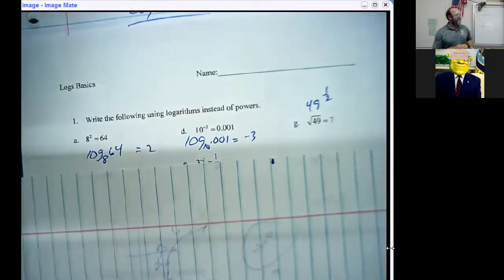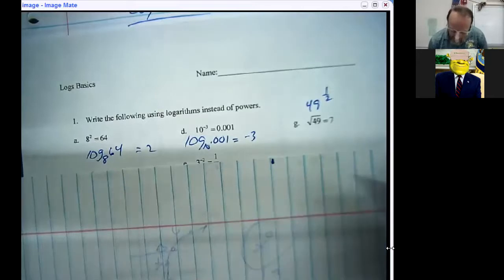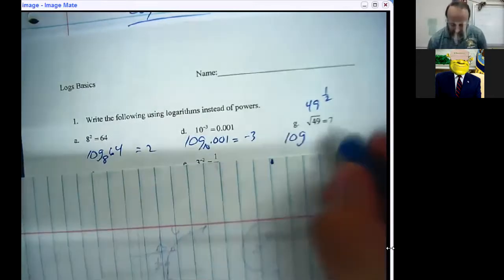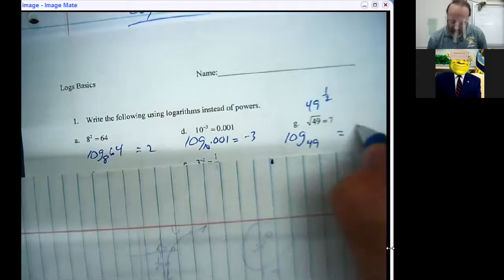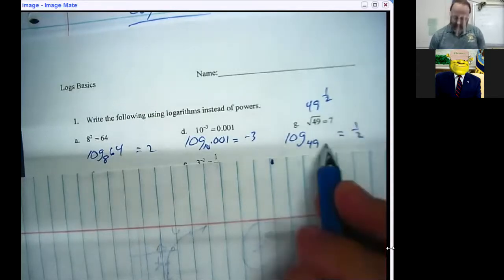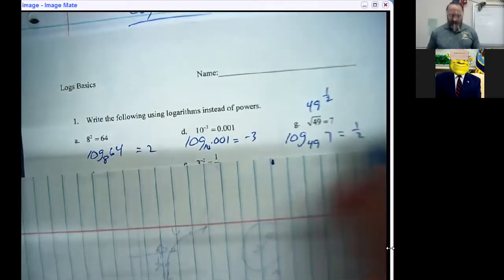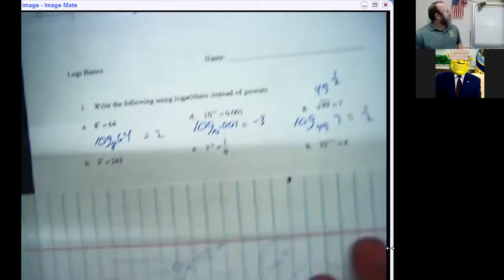Cooper, you did that really fast. What'd you say? Log base 49. Oh, equals. Okay, it equals 1/2. And what goes right in here? The 7. Nice. Okay, can you do those 3 real quick for me?